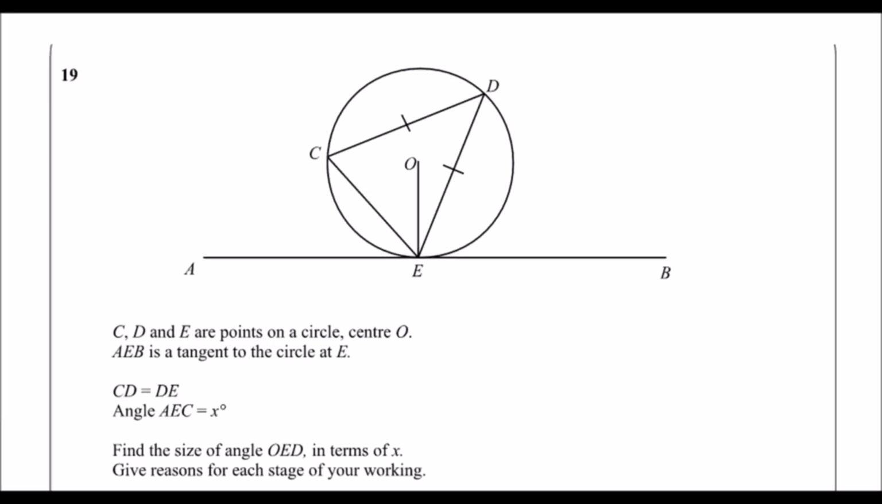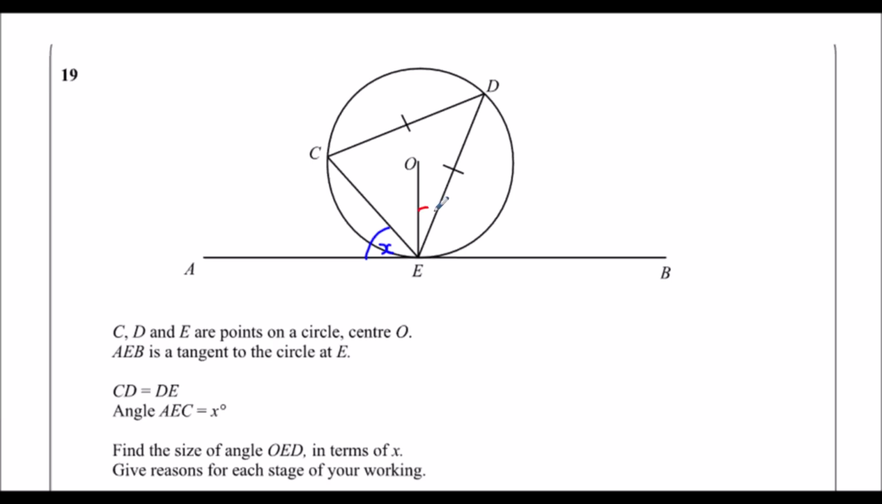Question 19. So we've got C, D, and E are points on a circle center O. We've got a circle drawn for us. This is going to be a circle theorem question. AEB is a tangent to the circle at E. Again, that's shown on the diagram. CD and DE are equal. That's shown on the diagram by these lines. So we've got this isosceles triangle in our circle. Angle AEC, this angle here, is called x. We need to find the size of angle OED.